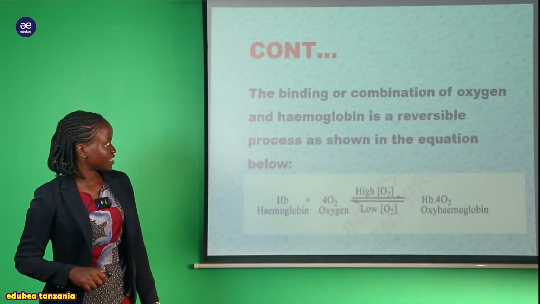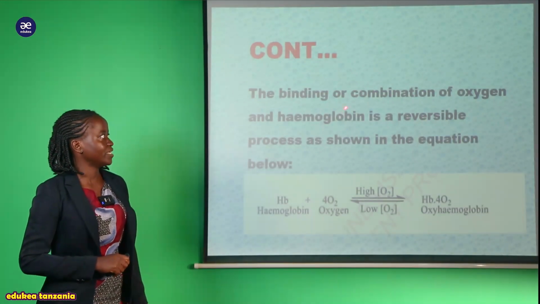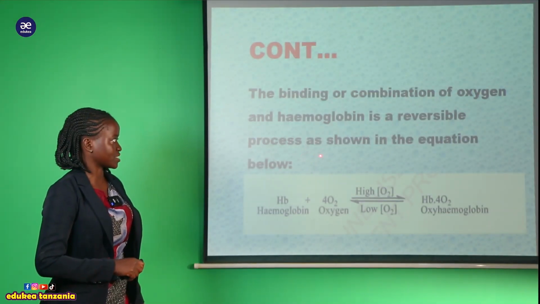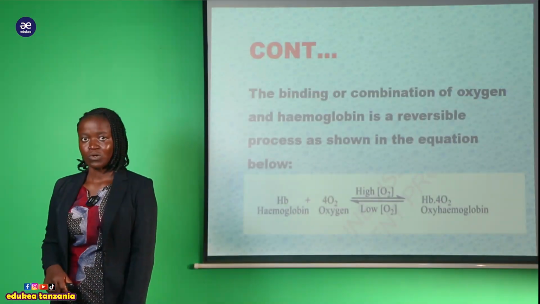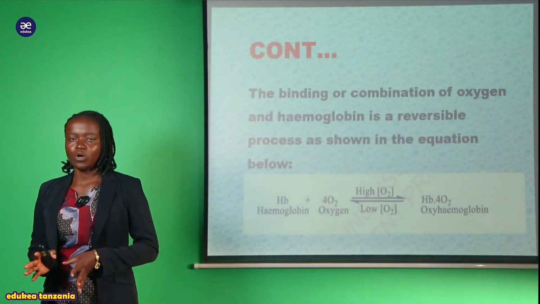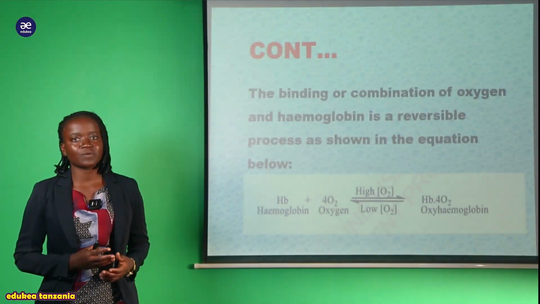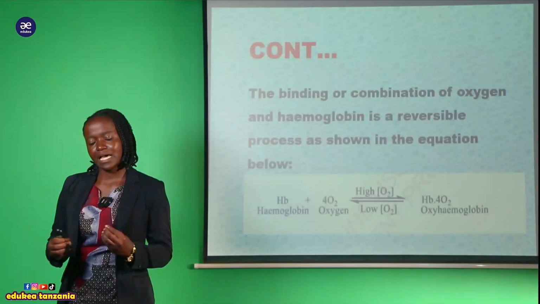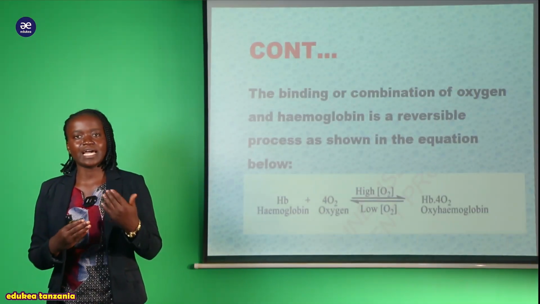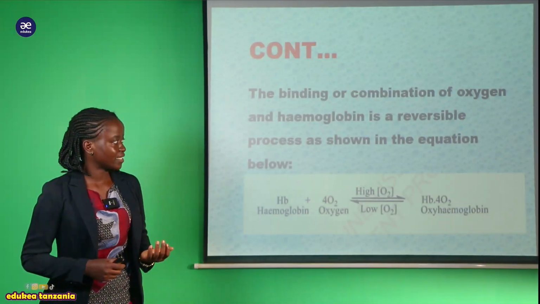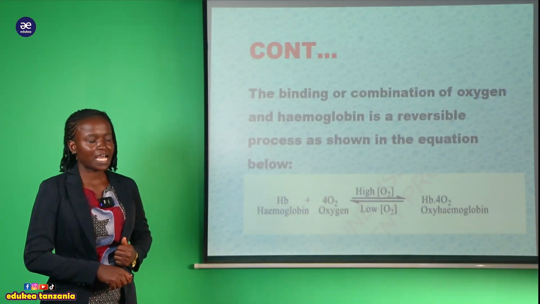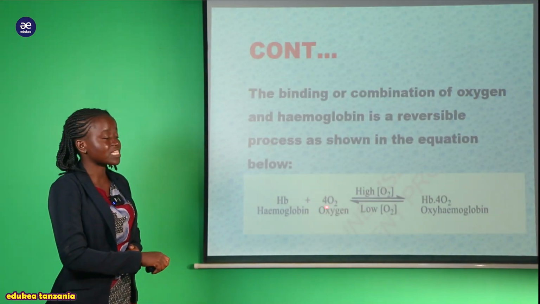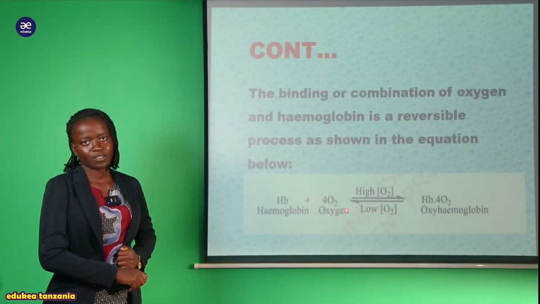But also we can say that the binding or combination of the oxygen and hemoglobin is a reversible process, as it is shown in the equation below. So the binding of the oxygen and hemoglobin is a reversible process, meaning that when the hemoglobin binds with oxygen it forms a structure which we call oxyhemoglobin. Now you can see we have this individual hemoglobin. It has a tendency to combine with 4 molecules of oxygen.